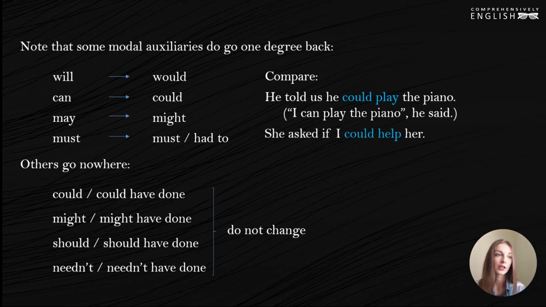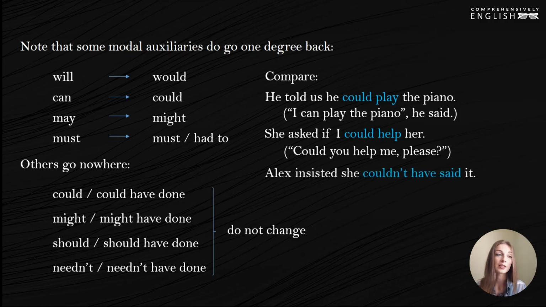Let's look at this sentence. She asked if I could help her. Her original speech was, could you help me please? So could was already used in her original speech and it was not changed because we are talking about a different could here. Not a could that expresses a physical ability to do something, but a polite request. And the third sentence, Alex insisted she couldn't have said it. What Alex said was, I couldn't have said it. Couldn't have done something expresses a probability or a possibility in the past and is not changed.